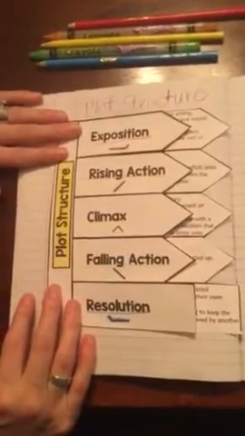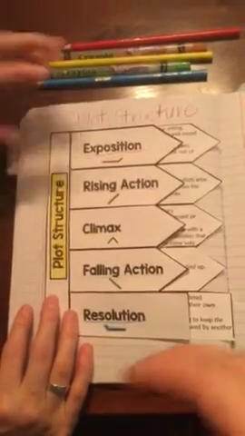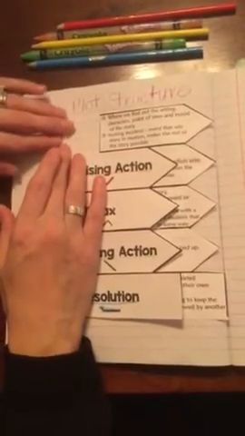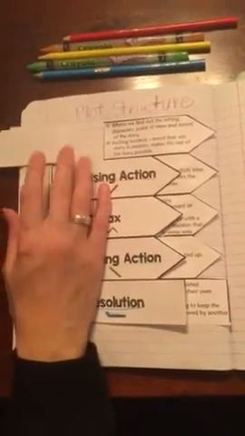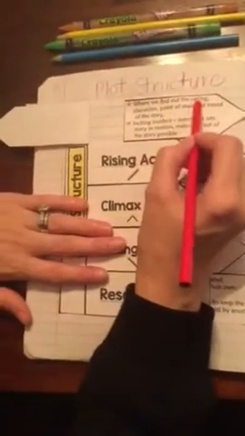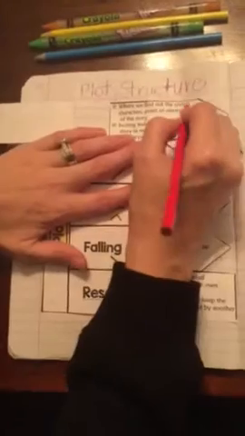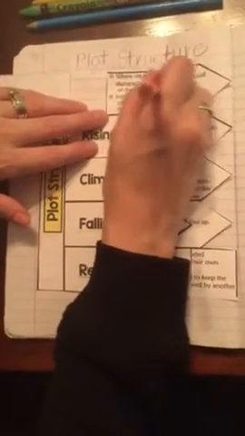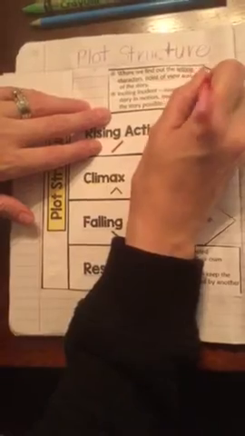So the first part of a plot, every story has a plot. It all has an exposition. Exposition is a fancy word for beginning. So I'm going to take my red. In the exposition, we find out all kind of the information we need to know. We find out about the setting, find out about the characters, who our narrator is, what the point of view is, and then we also find out about kind of the mood of the story.